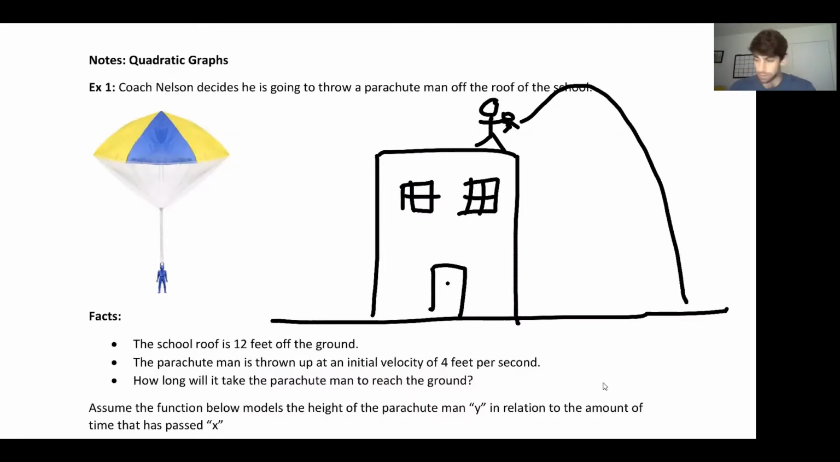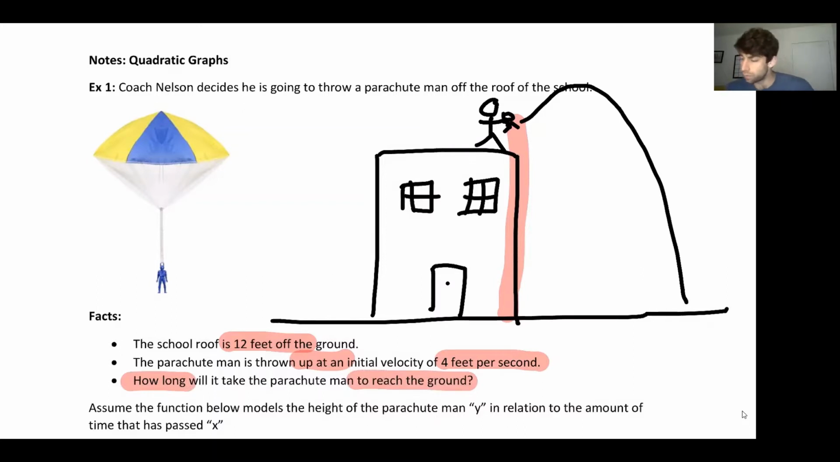All right, so it says that the school roof is 12 feet off the ground. So that means that this height here, he's 12 feet from the ground. That's 12. All right, it says the parachute man is initially thrown up at a velocity of 4 feet per second. So he's thrown up at first, okay? So he's not thrown straight down to the ground. So he's going to go a little bit higher than he started out. How long will it take the parachute man to reach the ground is the question.